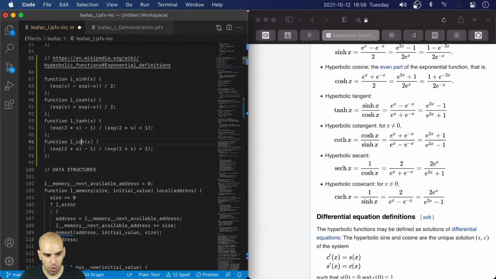So let's have a cotangent. And in this case, I think I'm going to go with this formula for the same reason as the tangent. So it's very similar, except that it's an addition on top and a subtraction at the bottom.